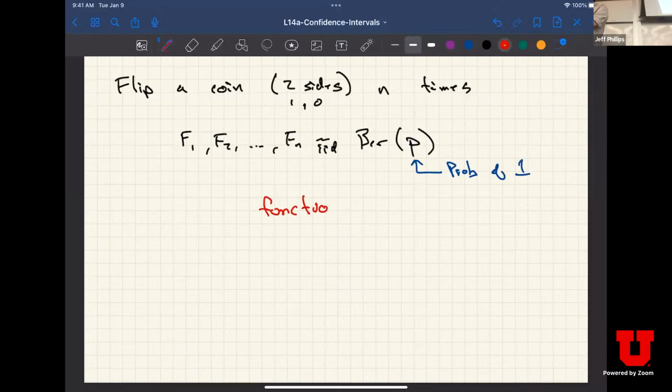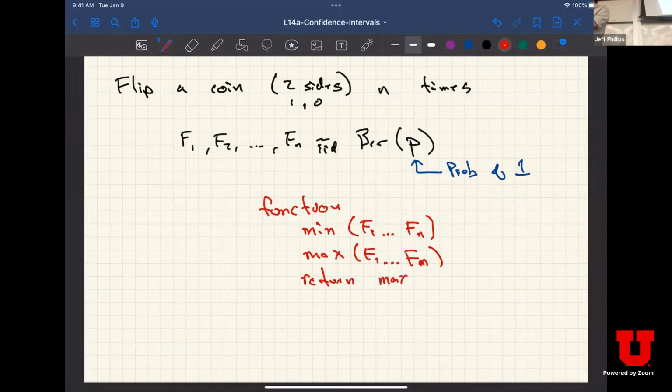So I want to calculate the min of F1 up to Fn, and I want to calculate the max of F1 up to Fn, and I want to then return max minus min divided by 2, right? I mean, this is a reasonable thing to do, right? If I thought this was from a uniform distribution, this would actually be the right thing to do.